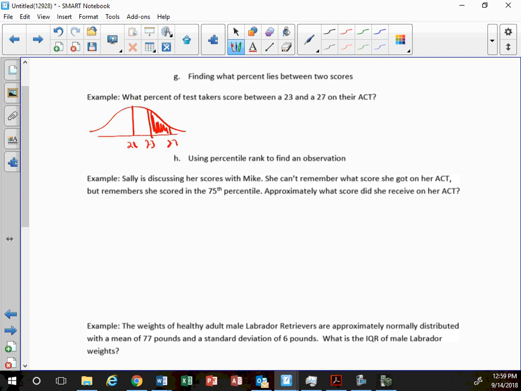Some of you standardized it and found your z-score so you could use the mean of 0 and standard deviation of 1. If you want to do that, that's fine. Just make sure you don't mix. You can't use the 0 and the 1 if you're talking about 23 and 27. Either we standardized it or we didn't. So this was about 21%.